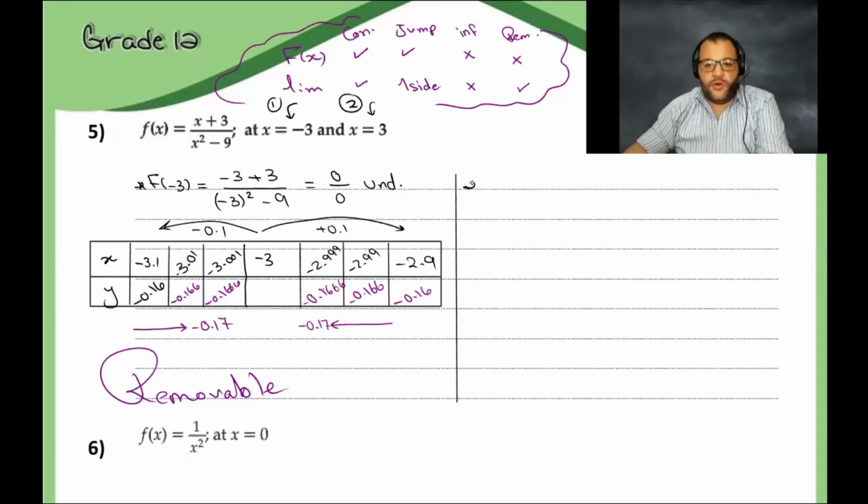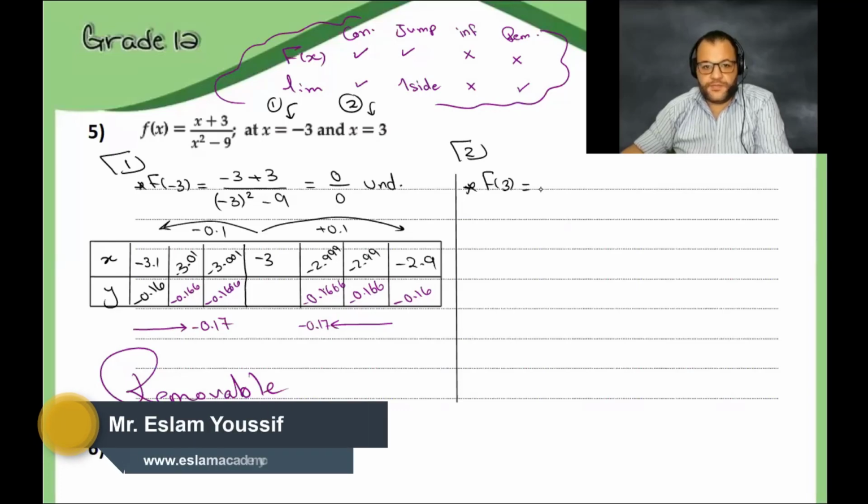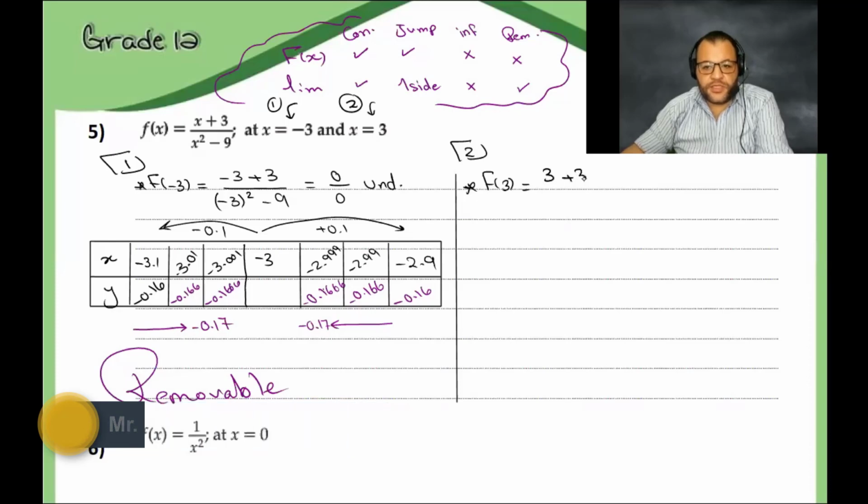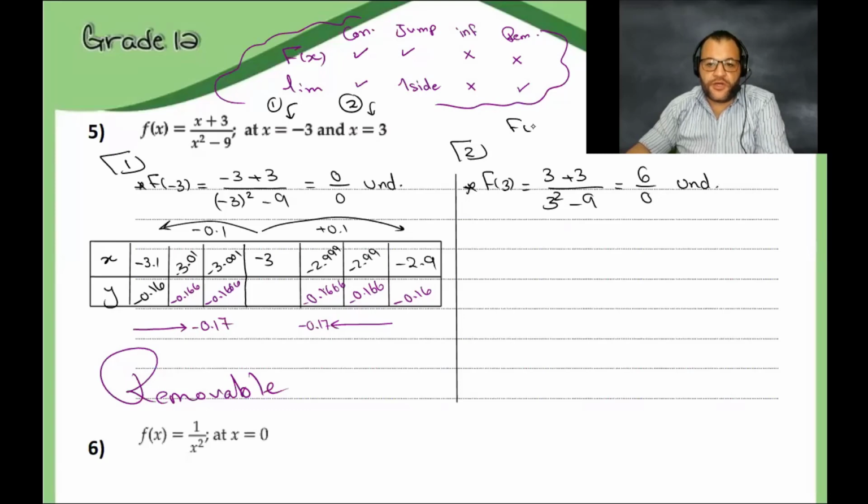Okay. So now we need to use f of 3. How can we solve this one? That was the first part, number 1. Now we need to solve part number 2. How do we solve it? f of 3: 3 plus 3 over 3 to the power 2 minus 9, which equals 6 over 0. It means undefined. It means there is no value of the function. So we need to check for the limit.